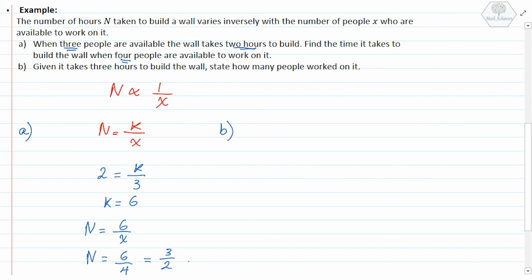Given it takes 3 hours to build the wall, state how many people worked on it. So I substitute for part B 3 instead of the n. I have 3 equal to 6 over x. Now, to find the number of people, I simply have to cross multiply. So I have x equal to 6 over 3. So I have 2 people working on it.